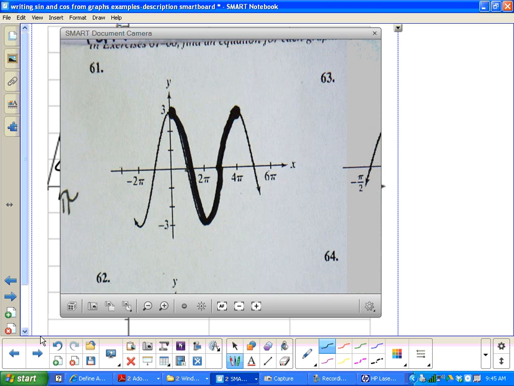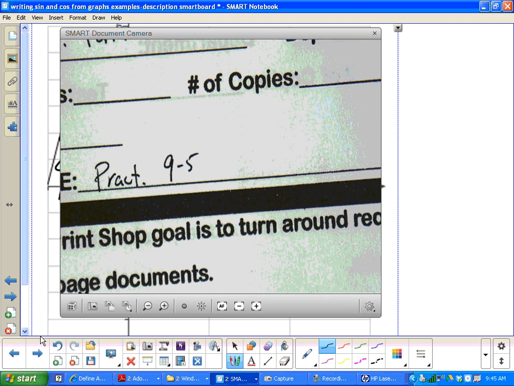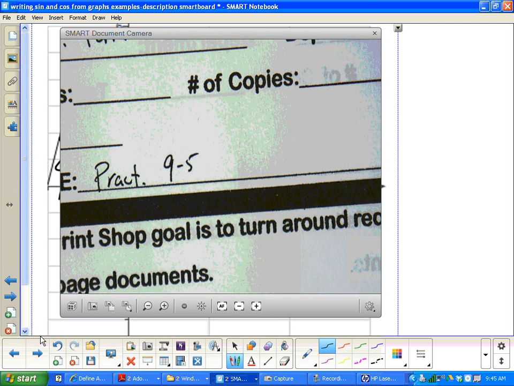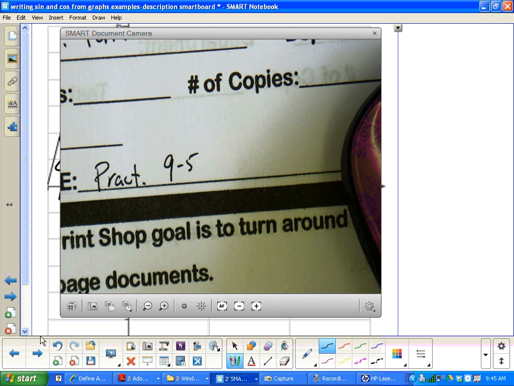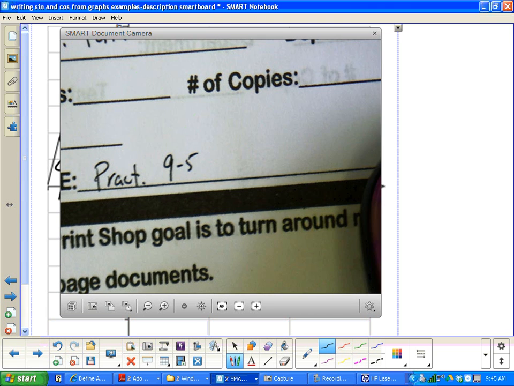Okay. All right. Y'all finish up. Finish the worksheet. Finish the review. Okay. Now y'all can have it.